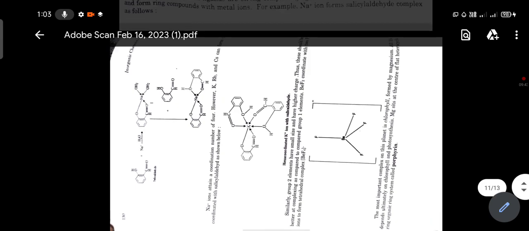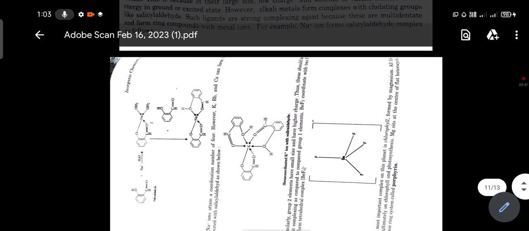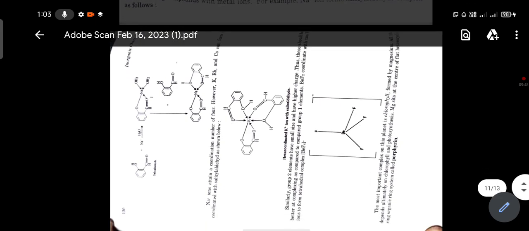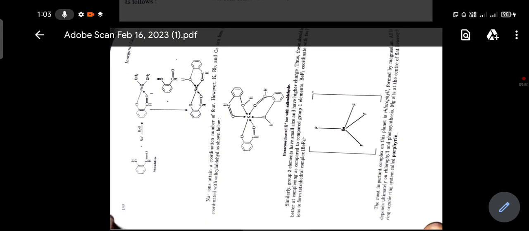Sodium ion attains a coordination number of 4. However, potassium, rubidium and cesium can form higher coordination numbers with salicylaldehyde as shown in the figure. Similarly, group 2 elements have small size and higher charge. Thus, these should be better at complexing as compared to group 1. BeF2 coordinates with 2 F- ions to form a tetrahedral complex.